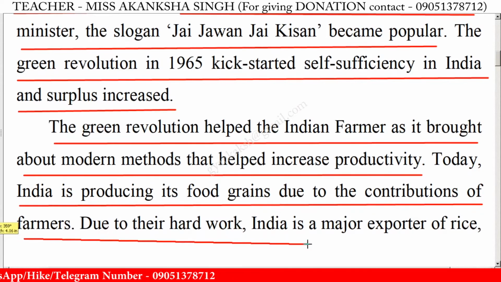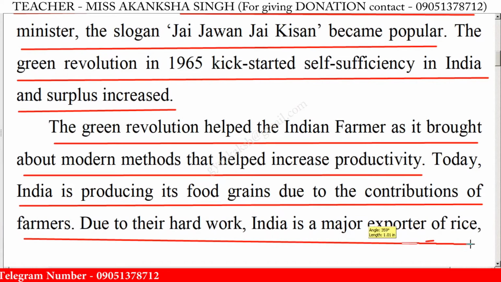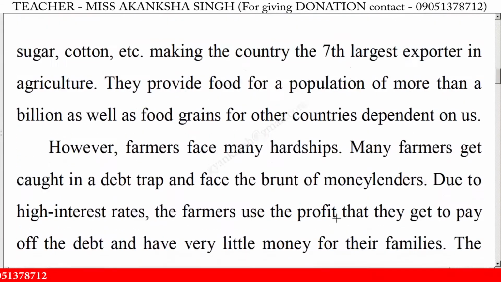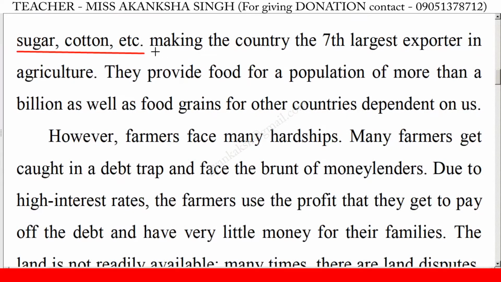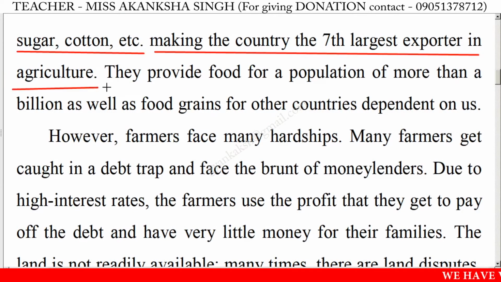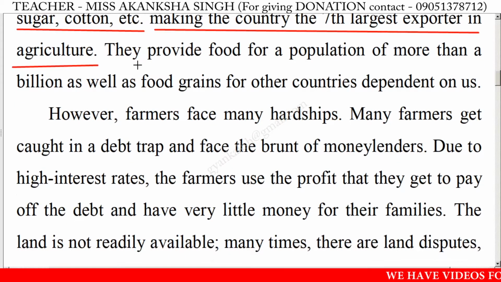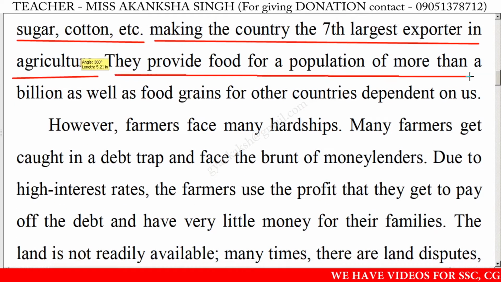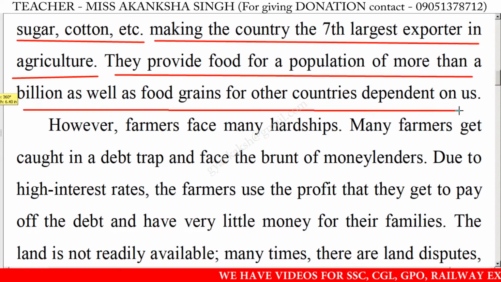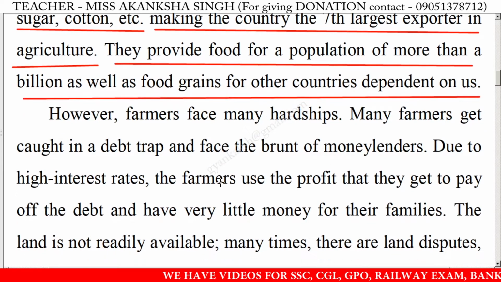Due to their hard work, India is a major exporter of rice, sugar, cotton, etc., making the country the seventh largest exporter in agriculture. They provide food for a population of more than a billion, as well as food grains for other countries dependent on us.